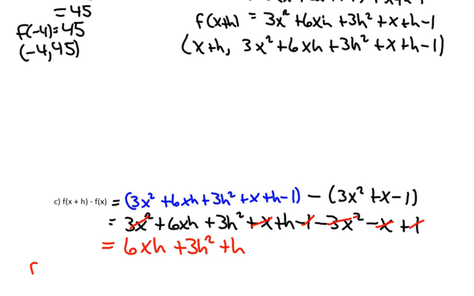So, in other words, f of x plus h minus f of x is this trinomial. Now, notice what all three of these terms have in common. They all have an h. This will be used later on in this chapter.